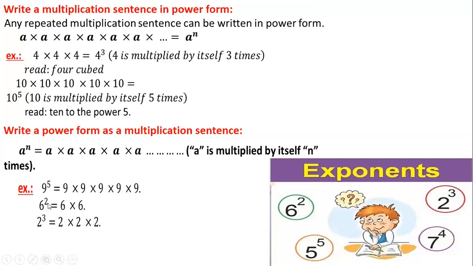Now, if you are given any power and you should calculate its answer, for example, if I ask, do you calculate 9 to the power 5? You cannot calculate it unless you write it in power form. So we write 9 to the power 5 is 9 times 9 times 9 times 9 times 9. Why? Because we should multiply the base by itself as the exponent. Also, 6 to the power 2 is written 6 times 6.